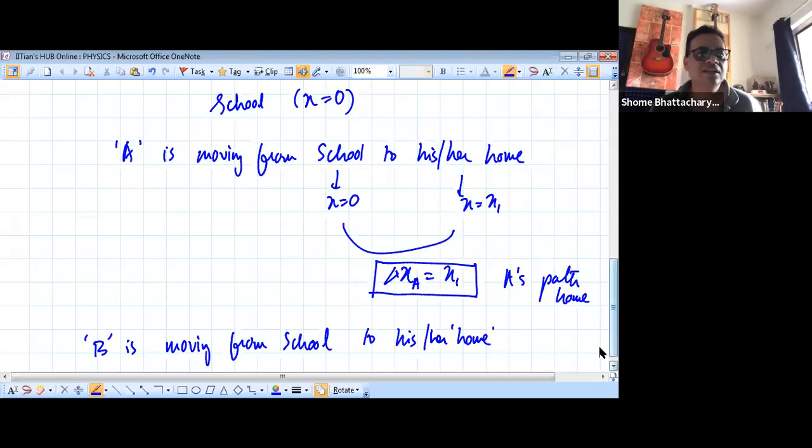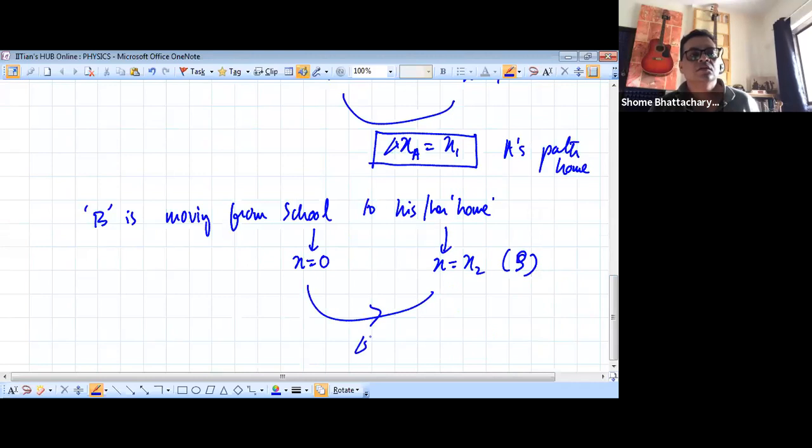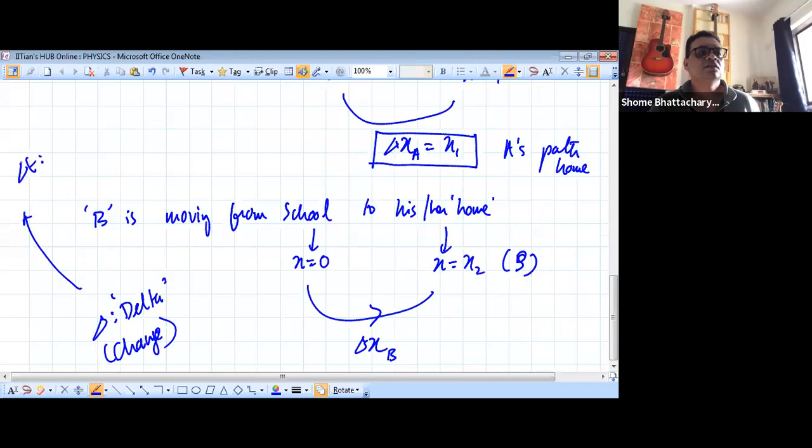Where is D written? Only 0 is written. So what is the school? X equal to 0. And what is B's home? X equal to x2, which is basically the point Q. So what is the change in position of B? This symbol is delta. It means change. So if we say delta T, it means change in time. If we say delta X, we mean change in X. Okay, is that clear, Bhavik?